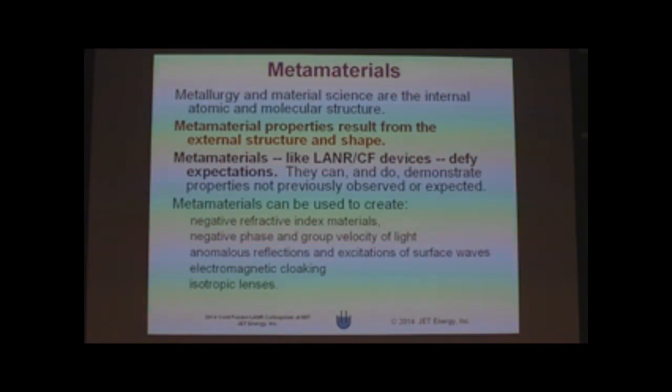This is a metamaterial shape. What we mean by metamaterial is we used to characterize materials by their properties, but it turns out the shape affects the properties. And metamaterials are a way that we have found, all people have found, of changing the properties of materials by changing their shapes. And when it's done, for example, in optics, it creates components that defy expectations. Negative refractive index, negative phase group velocity, electromagnetic. And we'll hear more about that from Nathan Cohen in a bit, I suggest.